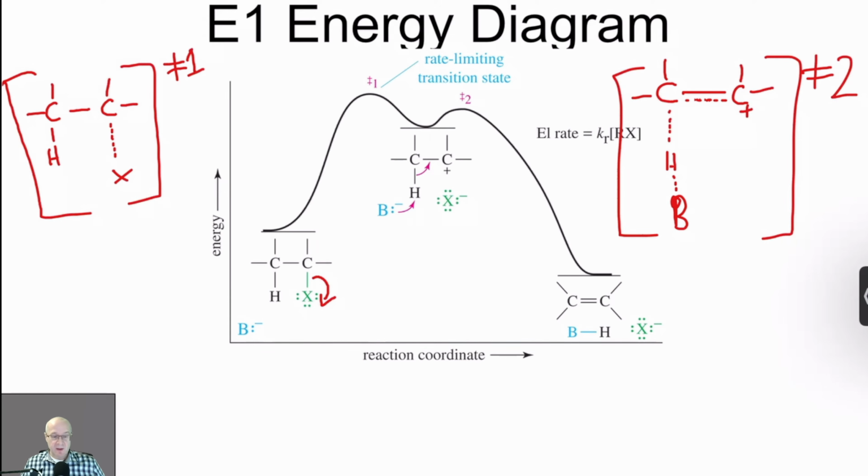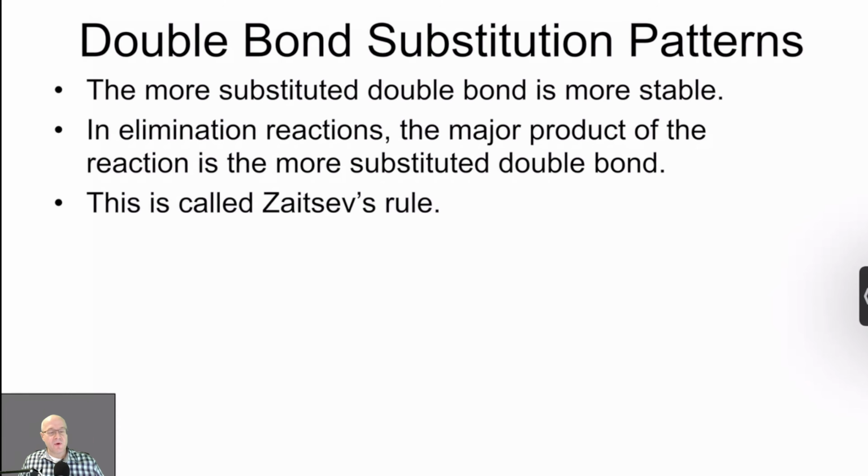First step is rate limiting. The only thing that's in the transition state for the first step is the alkyl halide. The bond is breaking. That's the first step. The second step is faster. It's not rate limiting. So it's just the deprotonation using the base, take off the hydrogen to form the pi bond.